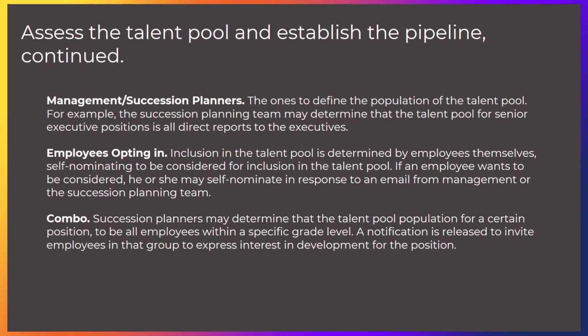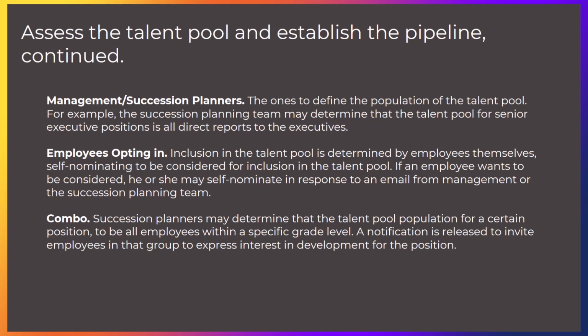So again, you're going to assess the talent pool and establish the pipeline. For management and succession planners, you're the ones to define the population of the talent pool. For example, the succession planning team may determine that the talent pool for senior executive positions is all direct reports to the executives. Then you'll have the employees opting in, who want to be included in the talent pool. They're self-nominating to be considered for inclusion. If an employee wants to be considered, he or she may self-nominate in response to an email, for instance, from management or the succession planning team, and say, I want to be considered for this role.